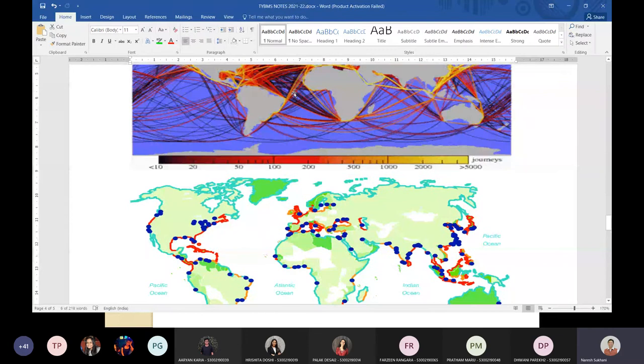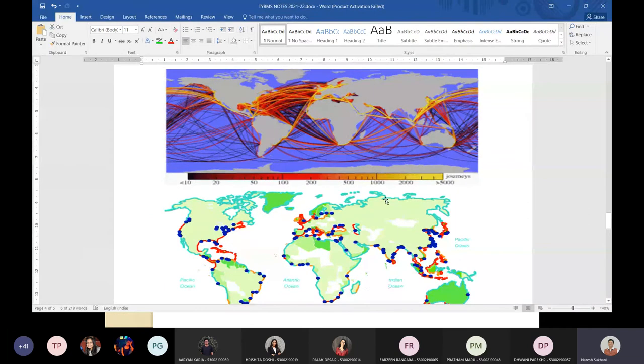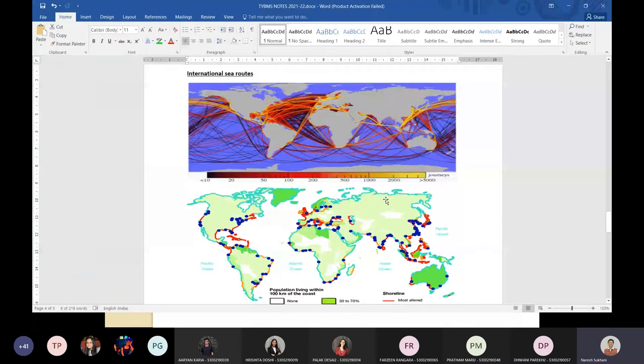Come on, class. You have to tell me this. This is quite very easy. What is the difference between this image, the up image, which is the international sea routes, and what you are seeing in terms of the population across the sea, across the coastal areas? Coastal cities have high population density. Why? Why do they have high population? Why only on coastal cities?